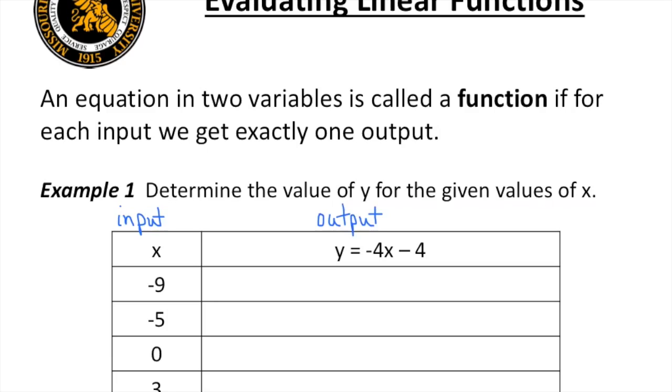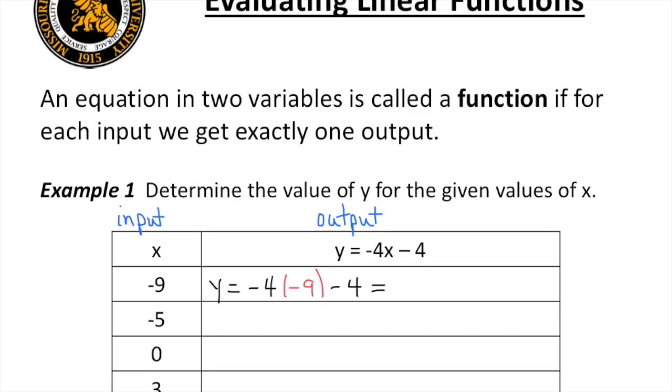So let's begin with x equals negative 9 as our input. What this means is that we go to our equation, and where there's an x, we replace that x with our input, which in this case is a negative 9, leaving everything else in the equation as it is. Then we perform the order of operations to compute.